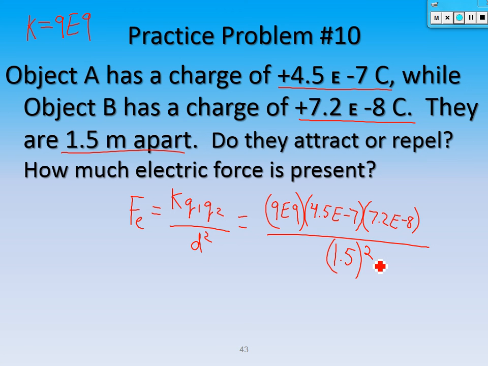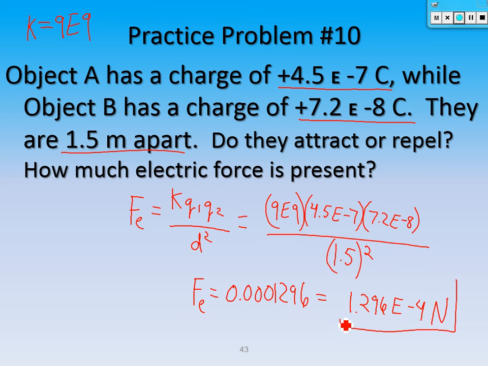Okay, so when you put that in your calculator, you should get that the electric force is 0.00012996. Usually we will put these in scientific notation, so if we switch that to scientific notation, that would be equal to 1.296 times 10 to the minus 4. And what's my units, guys? Newtons. Okay, a couple of questions that I have for you.